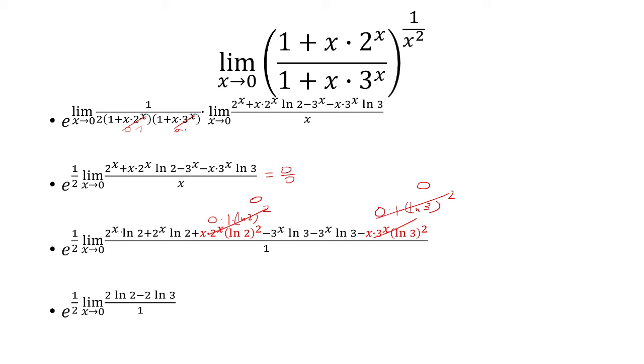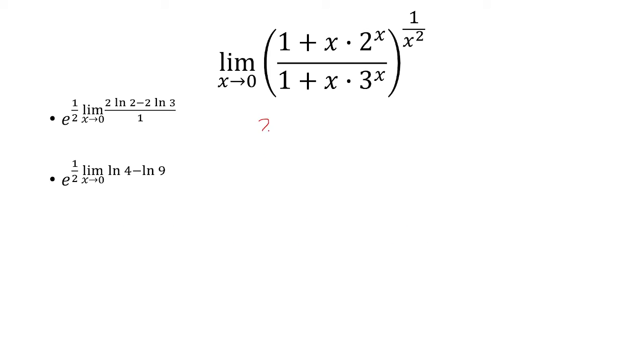And so I can plug in 0 for the rest. 2 to the 0 is 1, so you just have ln of 2. 2 to the 0 is 1 again. So there's 2 copies of ln of 2. That's what I have here. And then minus 3 to the 0 is 1, so that's just ln of 3. 3 to the 0 is 1, that's ln of 3. There's 2 copies of negative ln of 3. And that's going to be all over 1.